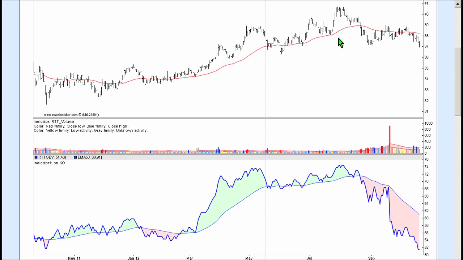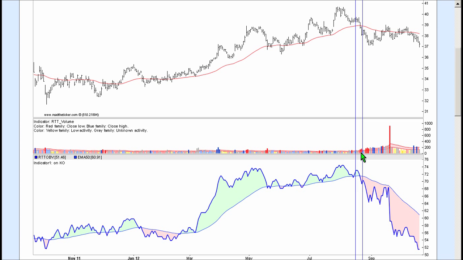But as you can see, the EMA was supported there and confirmed by the RTT OBV. This little dip here, an easy buy situation. As you can see here, the break of the trend line was hit hard with the volume rising.